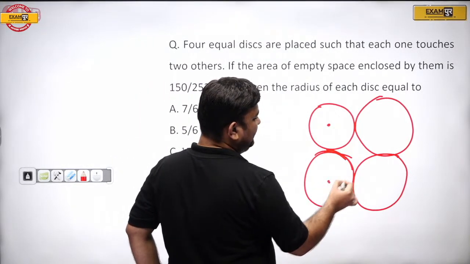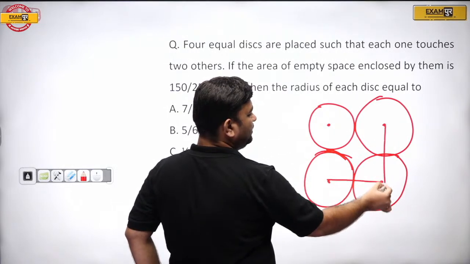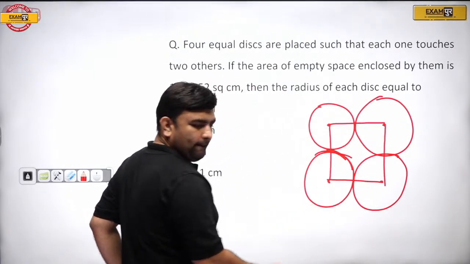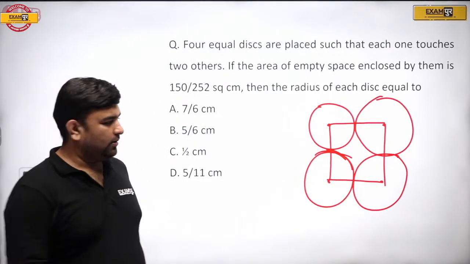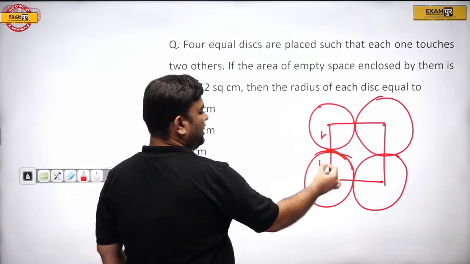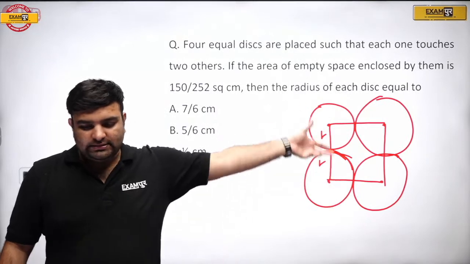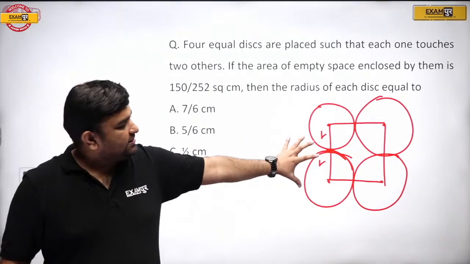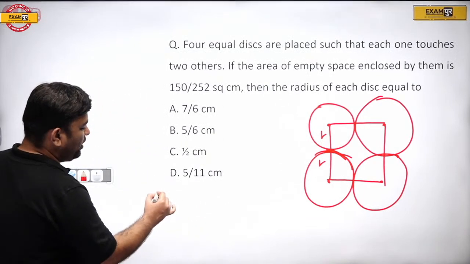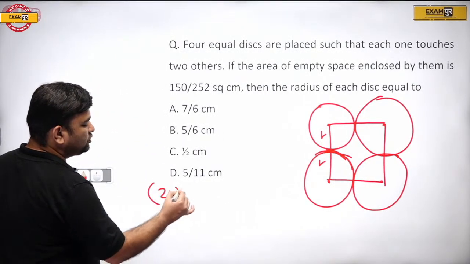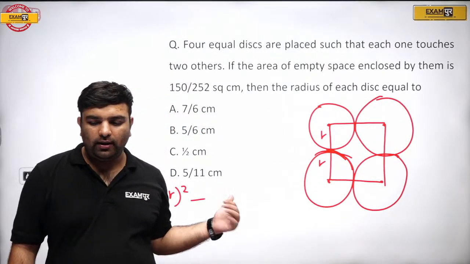If you join their centers, it's a square. This is R, this is R. So can I say this is a square of 2R side? So what is the area of a square? The area of the square is going to be (2R) whole squared.